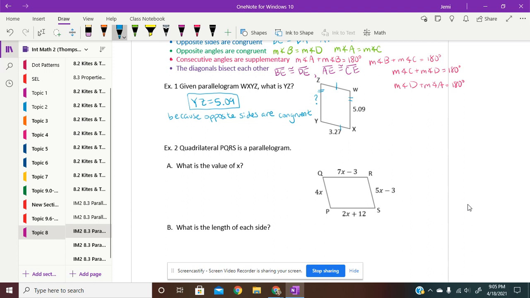Okay, example 2. Quadrilateral PQRS is a parallelogram. A asks: what is the value of x? And B asks: what is the length of each side? So to find the value of x, let's see. I've got 4x on the left side, 7x minus 3 on the top, 5x minus 3 on the right, and 2x plus 12 on the bottom.